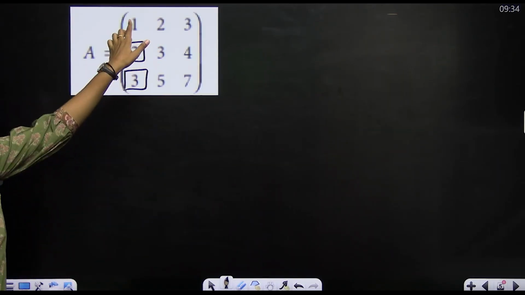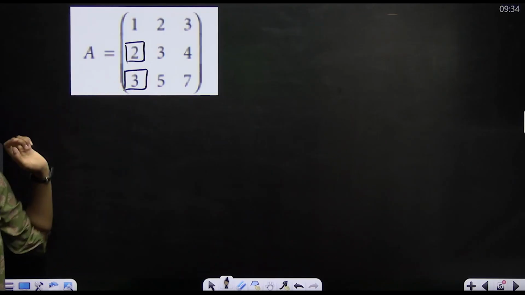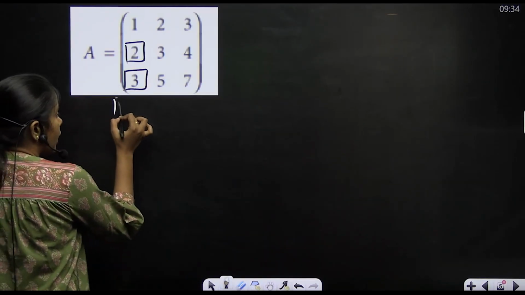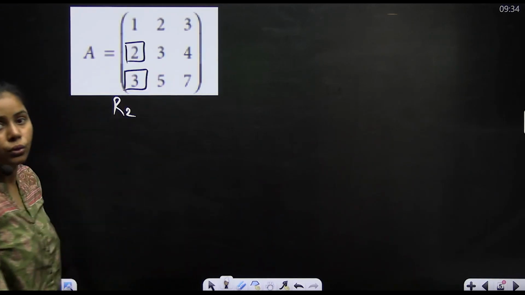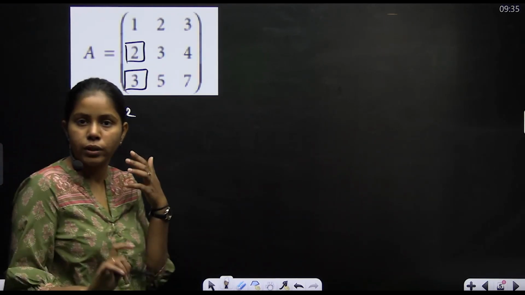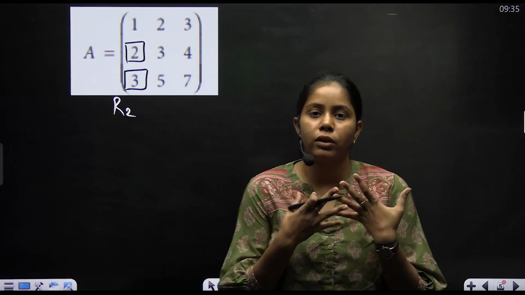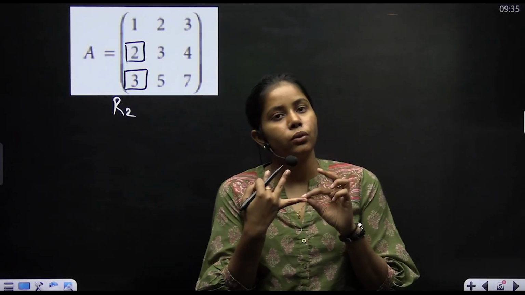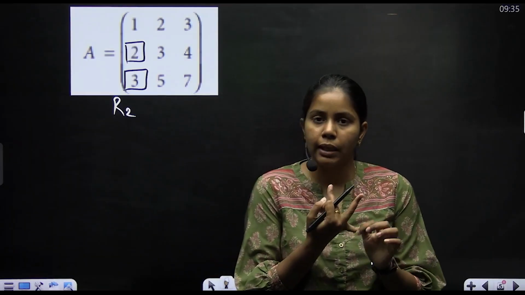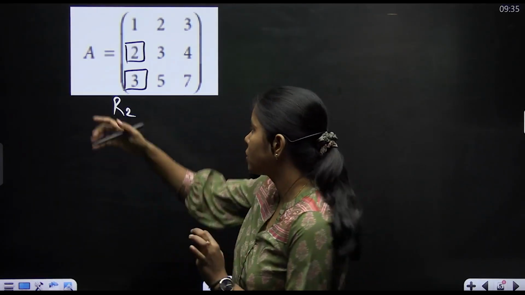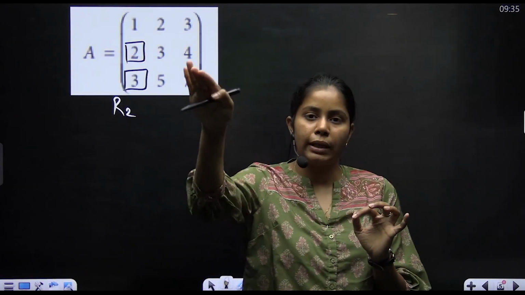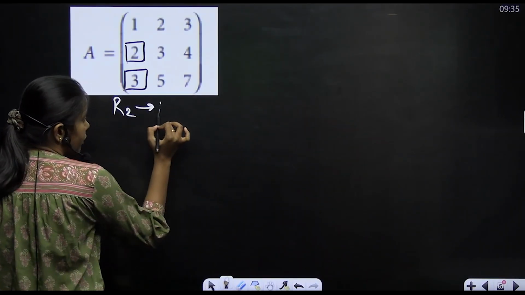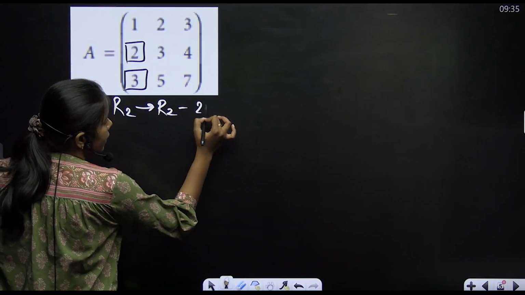Right? So what would I do? I'll make zeros below 1. How to make this 2, 0? Now you cannot do R2 minus 2 directly, because that's not the kind of elementary transformation we know. We know 3 kinds of elementary transformation: row interchange, multiplying with a scalar, or making a change in any row with the help of another row multiplied by a scalar. So what I can do here, I can write this operation: R2 tends to R2 minus 2R1.